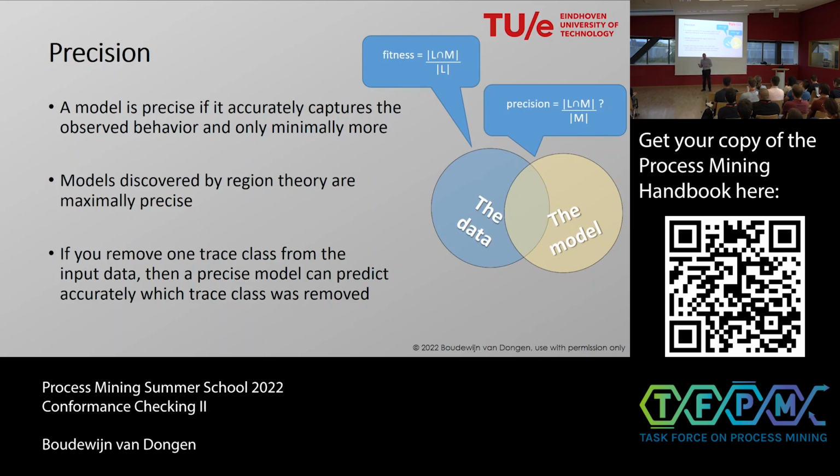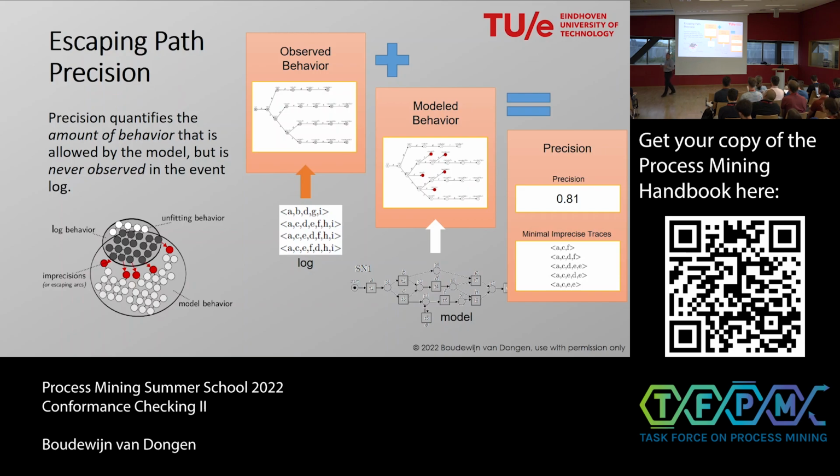Intuitively, what does precision mean? It means that your model can tell you if you removed something from the data. Right? That's a different interpretation of precision. So you take a data set, you have a model, and now a very precise model, if you take one trace out of your data set, that model will be able to tell you which trace that was. Right? That's a very precise model. There are two precision techniques I would like to show you. So one is the original work developed by Jorge Munoz under Josep's supervision at the time. He looked at what we call escaping edges precision.